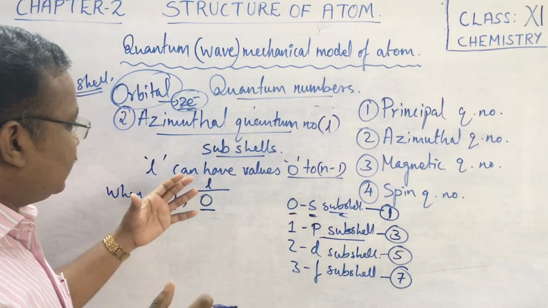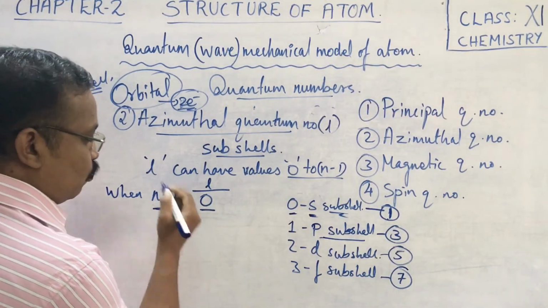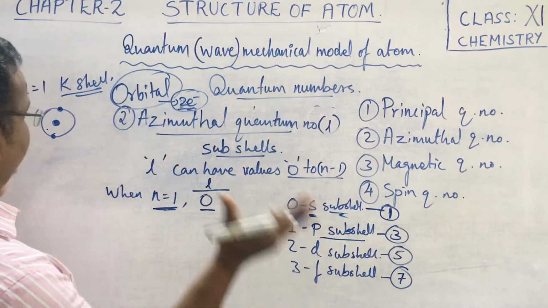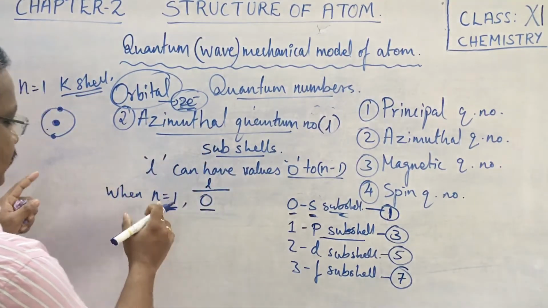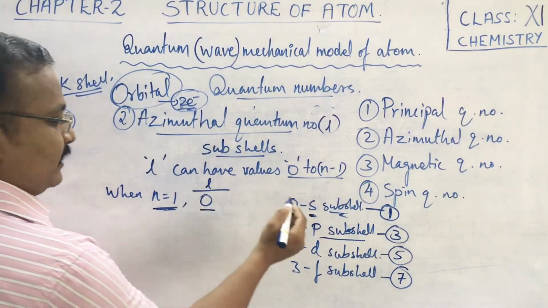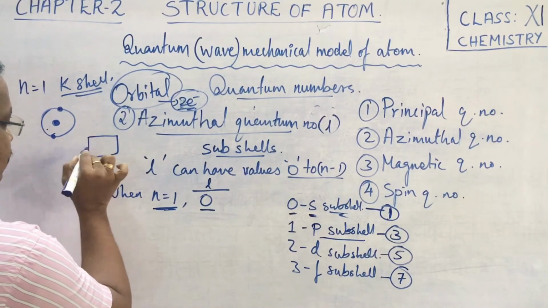Okay, now let us check into the azimuthal quantum number. When n is equal to 1, L can have value 0, I said. So you have to also explain with the help of Bohr theory. In the first energy level, that is n is equal to 1, 0 means it has got only one subshell. You can take it.